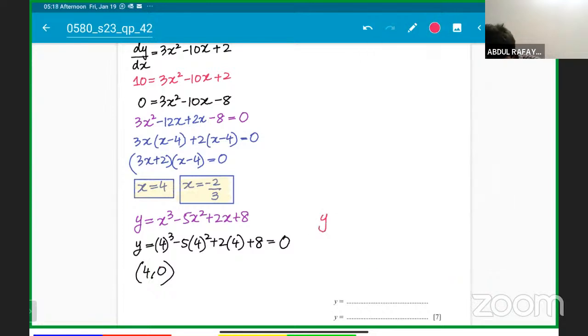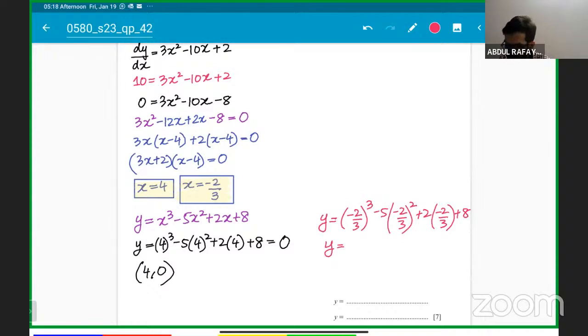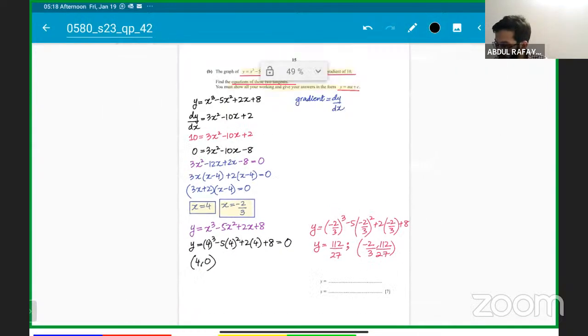And the other one will be, hello everyone there with me, y = (−2/3)³ − 5 times (−2/3)² + 2 times (−2/3) + 8. That is coming as 112/27. So that coordinate will be (−2/3, 112/27), and we just have to make the equations for them now, students. Everyone with me following? Clear?